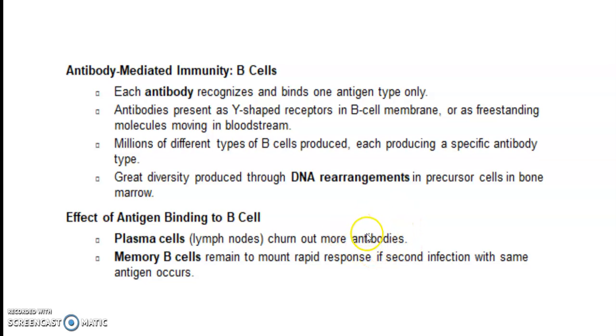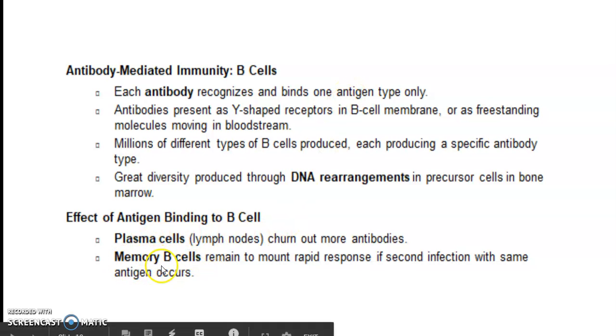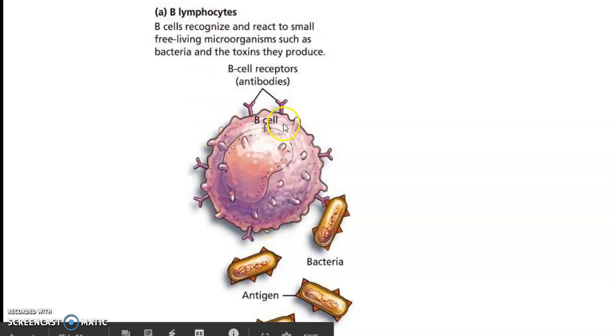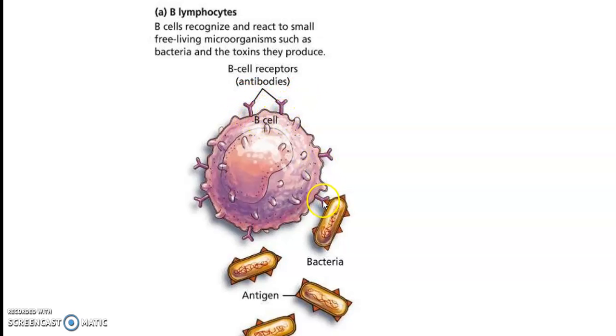So we get lots of antibodies that can recognize this antigen. The second thing is it makes some memory cells, and we'll come back in a little bit to what those memory cells do. All right, so here's our cartoon. Here's our B lymphocytes, and you see these little Ys that are in the cell membrane. Those are the antibodies. So in this case, these antibodies are recognizing an antigen.